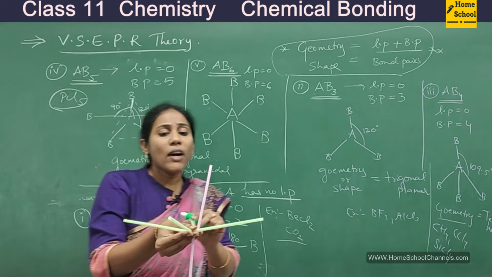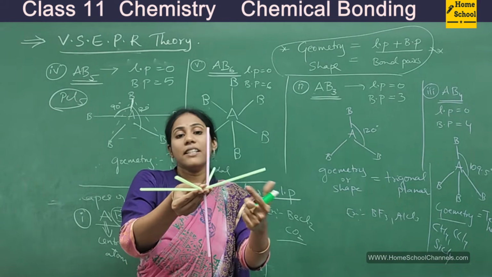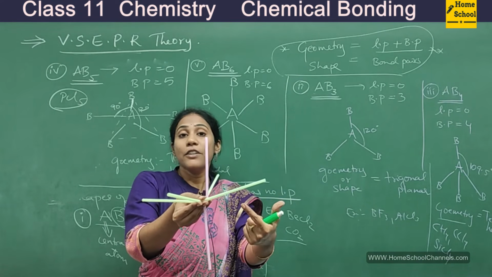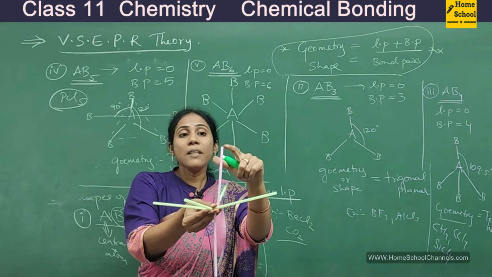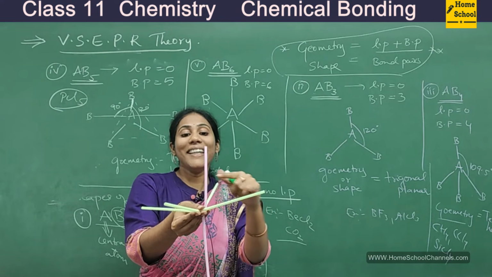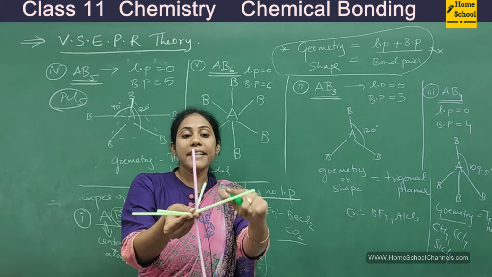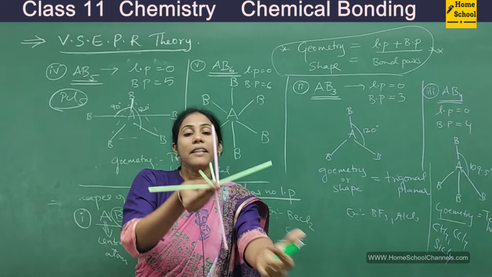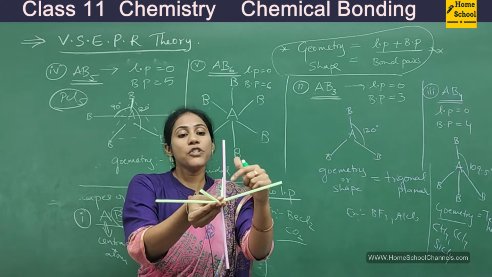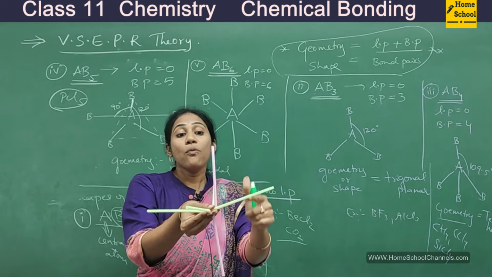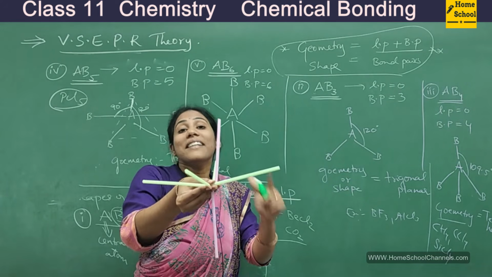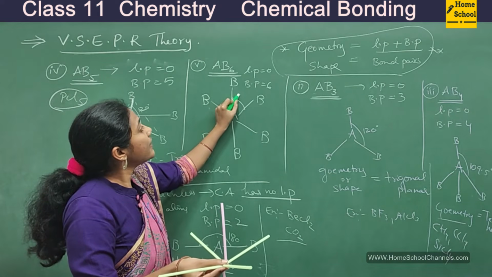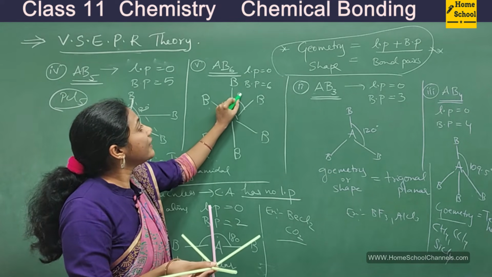You see here, what is the bond angle between the green straws? The bond angle between this and this, both are perpendicular, right? So 90 degrees. What is the bond angle between the pink straw and any green straw? This and this is perpendicular, this and this is perpendicular. So all green straws are perpendicular to the pink straw. So the bond angle is 90 degrees. So here the bond angle between any two adjacent bonds is 90 degrees.